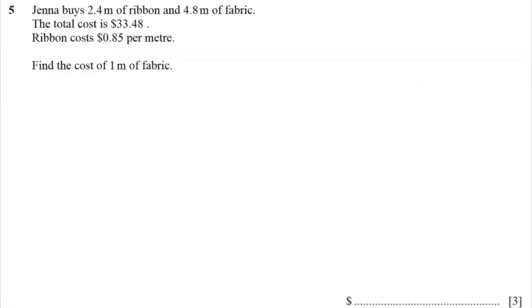On to question 5. Gonna buy some ribbon and some fabric. We're told how much. The total cost is an amount. The ribbon costs something per meter. What's the cost of the fabric? All right, so we know that she bought 2.4 meters of ribbon, and we know the cost of the ribbon, so we can find the total. 2.4 meters times 0.85 per meter. Put it in your calculator, and you'll get $2.04. All right, that's how much was spent on the ribbon.